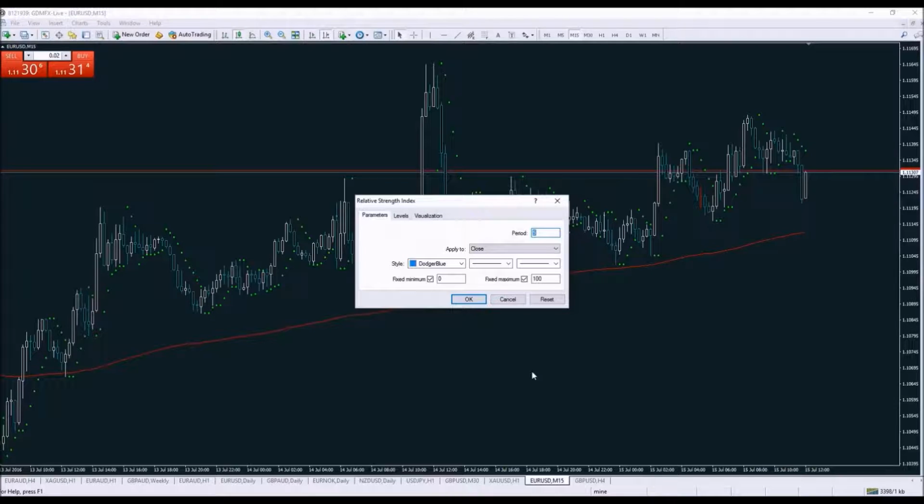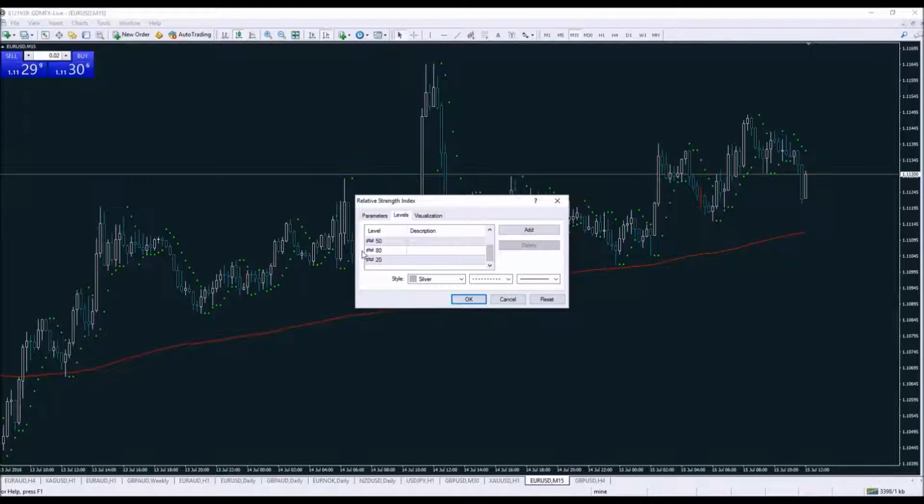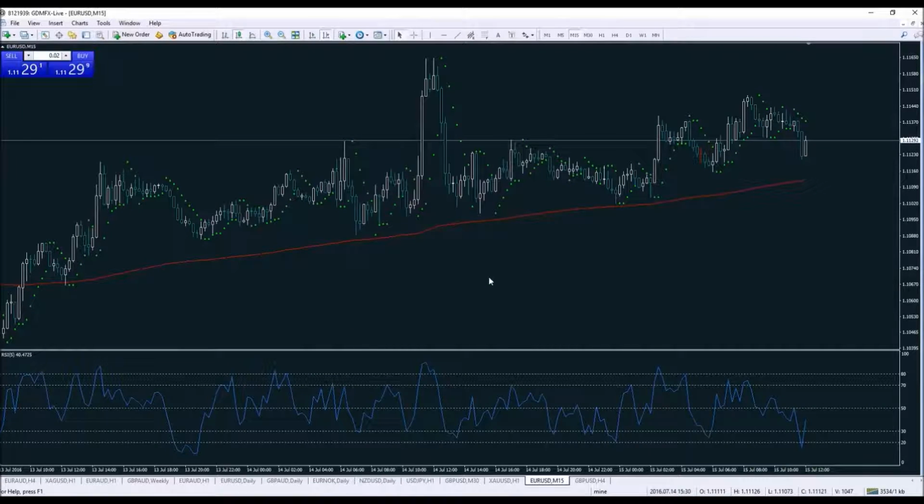Also here it is very, very important to notice the levels that we're going to use for that RSI. We're going to take the default settings of 30 and 70. Of course, we are going to include level 50, oversold conditions of level 20, and overbought conditions of 80. It's very, very important to use those extreme conditions. You will see why. Let's have a look at the whole picture on the chart.